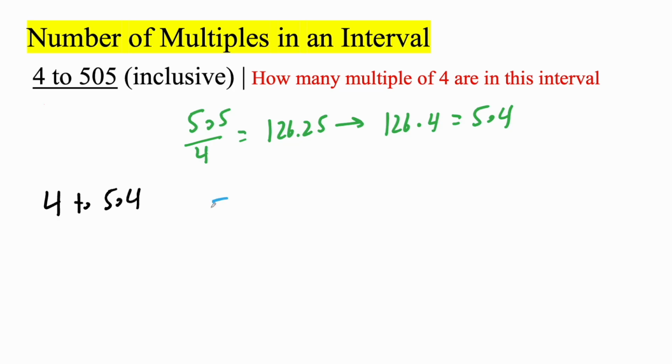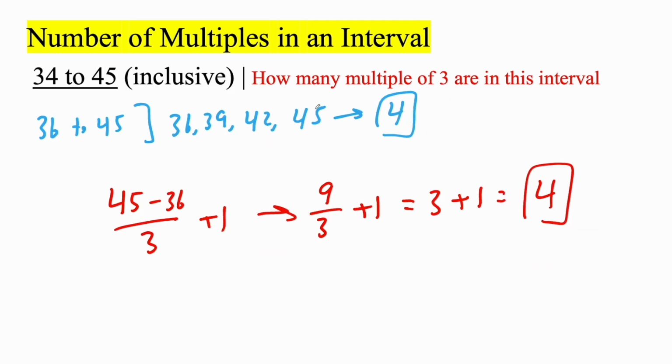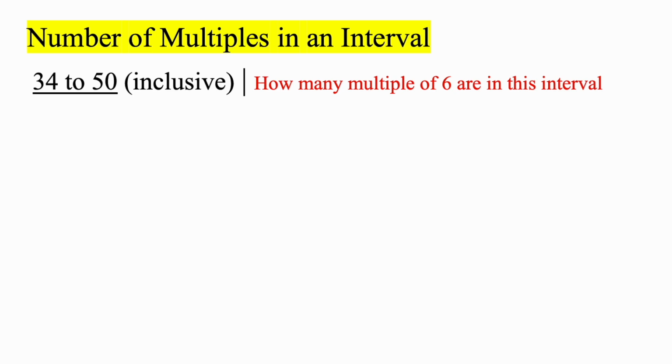Use the nice formula, so 504 minus 4 divided by, in our case, 4, plus 1. So 504 minus 4 is 500, divided by 4, plus 1. And 500 divided by 4 is going to give us 125, plus 1. So we get 126 numbers. Now obviously, if we did something like this by listing, it would take a long time to solve. So we have 2 more problems. At this point, I recommend pausing the video here and attempting it.